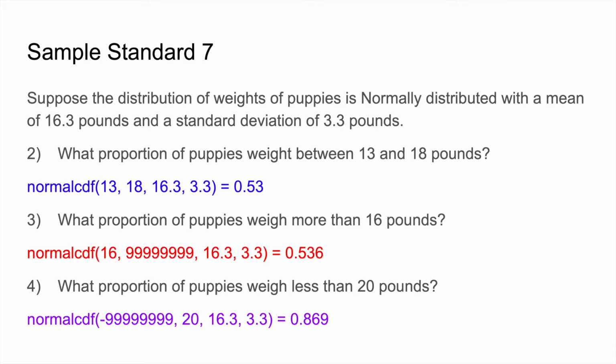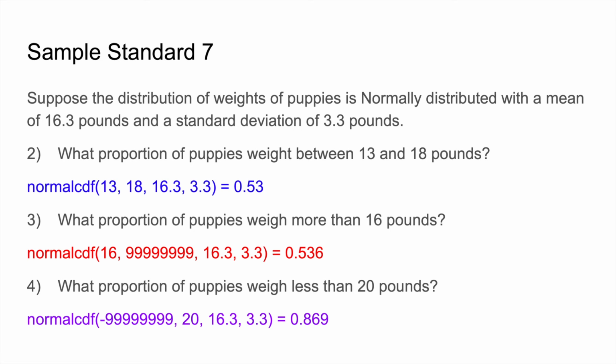Now let's actually answer the questions. What proportion of puppies, oops, little typo there. What proportion of puppies weigh between 13 and 18 pounds? So on my calculator, to get to normal CDF, you are doing second, vars, and then you are looking for the second option down, normal CDF. It's looking for a lower bound and an upper bound. The lower bound is 13 pounds, the upper bound is 18 pounds. Then it wants to know the mean and the standard deviation from the problem, so 16.3 and 3.3. And that gives us a 0.53 as an answer. So what this means in context, 53% of puppies weigh between 13 and 18 pounds.